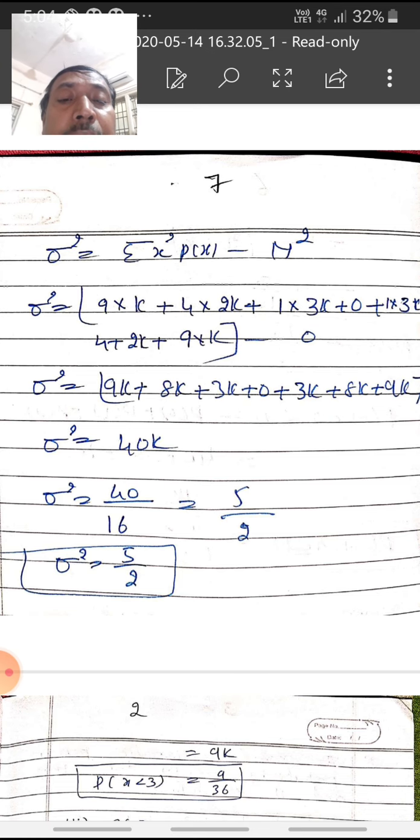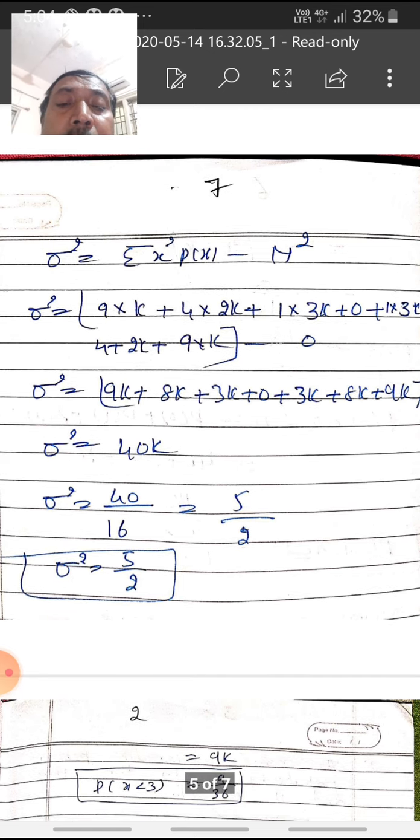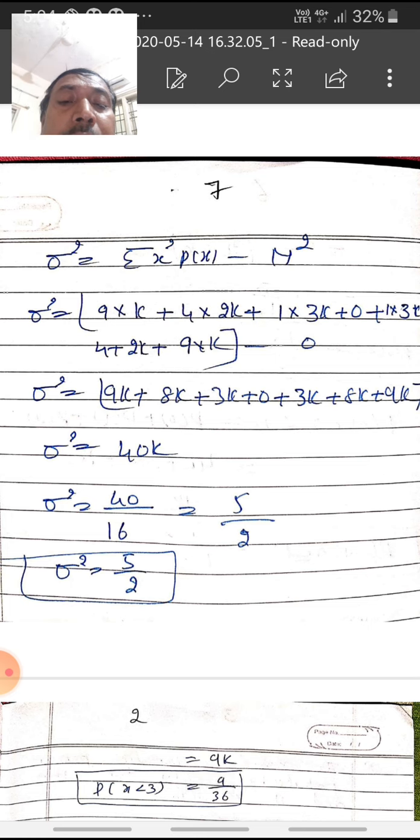What is the first x value? Minus 3 square is 9 into k, plus second value minus 2 square, 4 into 2k, minus 1 square, 1 into 3k. Next value 0, because 0 multiplied by anything will be 0. Next, 1 square, 1 into 3k, 2 square, 4 into 2k, 3 square, 9 into k, minus mu square. Mu is 0, so 0 square. Then adding: 9 plus 9, 18, 17 plus 3, 20. It is also 20, totally 40k, where k is 1 by 16, which is equal to 40 by 16 or 5 by 2. That is your sigma square value.